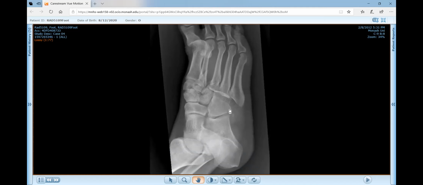There's an incidental finding here, and there's a calcification in the path of our os peroneum brevis tendon, and this is known as an os peroneum. So it's not an avulsion fracture, it's a normal variant. So multiple fractures as well as a dislocation of the Lisfranc joint.